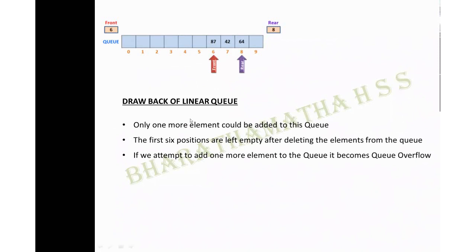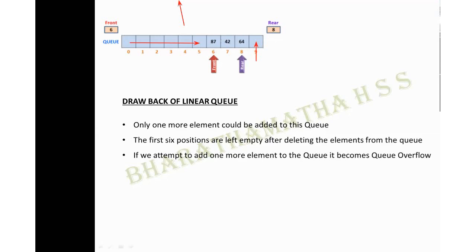So the linear queue had its drawback, that is only one more element could be added into this queue, only one. Only in this position you can add one element in the queue. And after that no more elements could be added in these positions. In these positions you cannot add any more values, because already it is deleted. So what happens is, it becomes waste.